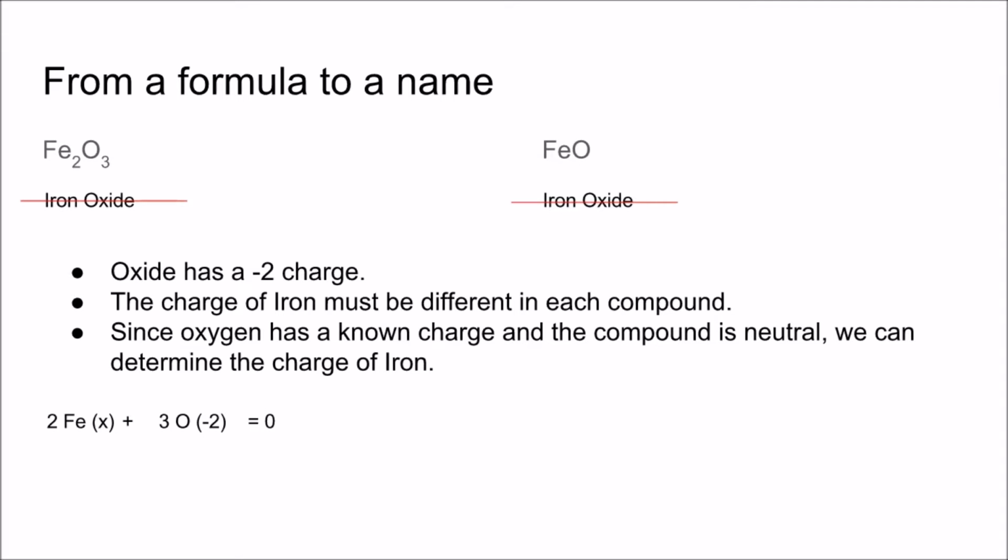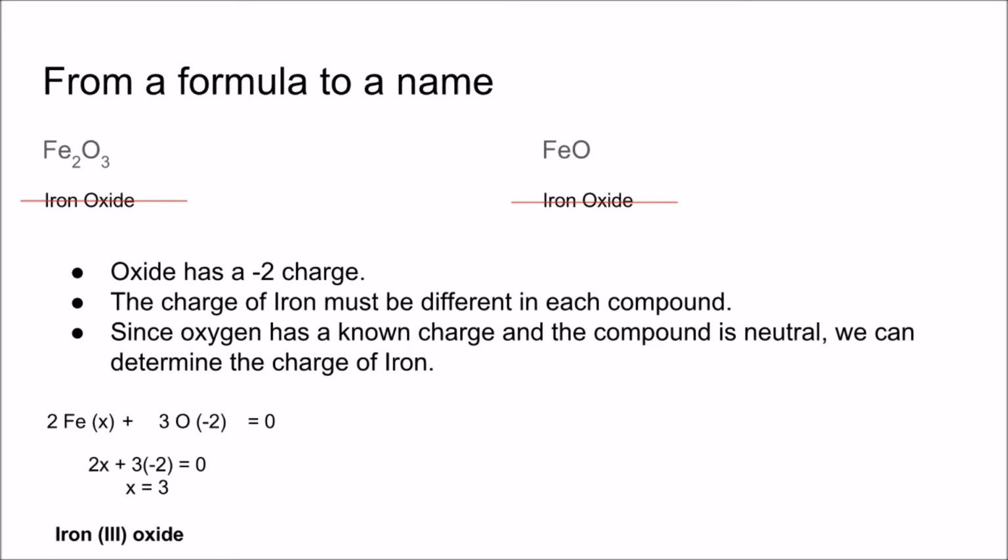So if I just rewrite the math here, 2x plus 3 times -2 equals 0. X equals 3. That means that the name of the compound is iron 3 oxide. Here 3 represents the charge of the iron atom, not the number of atoms present.